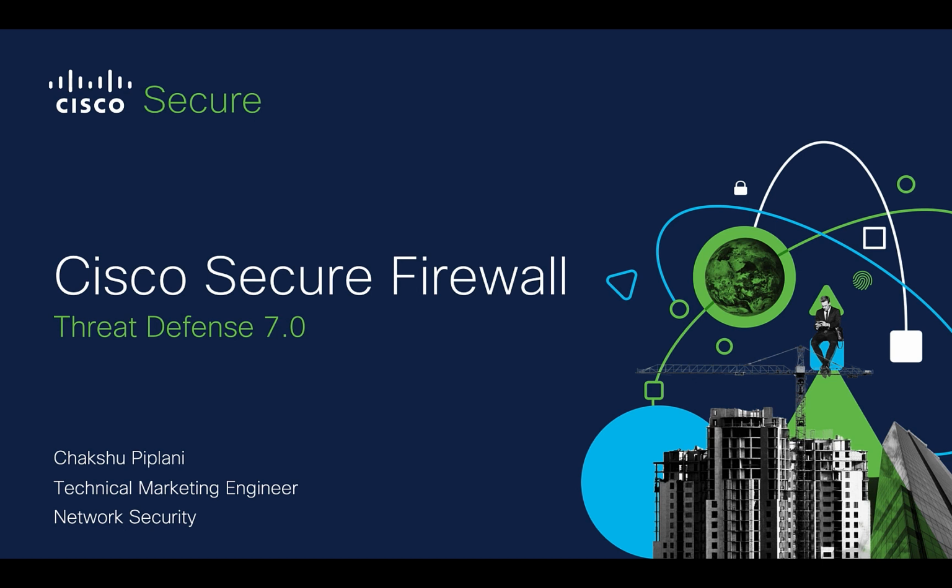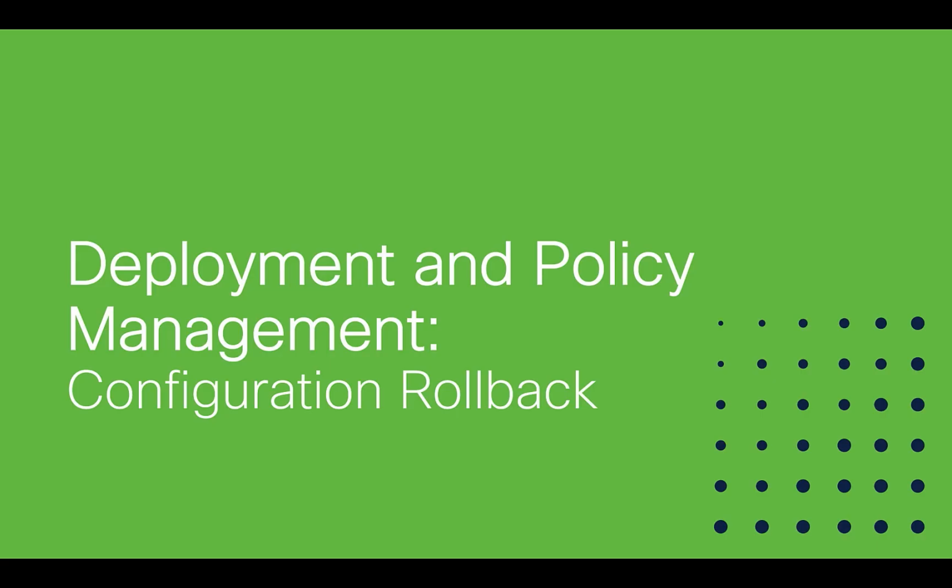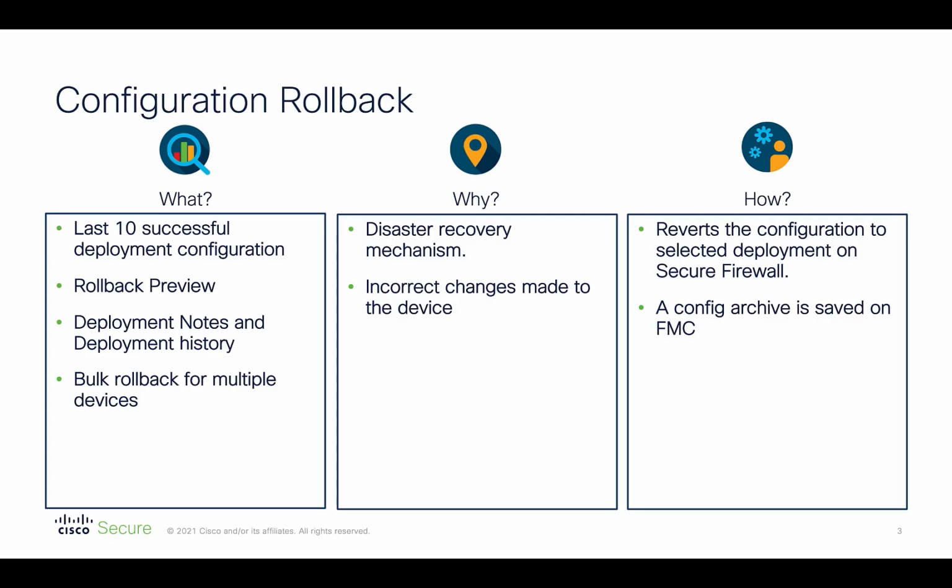In today's video, I'm going to demonstrate one of the new features or enhancements to the Cisco Secure Firewall version 7.0 release. This is one of the series of videos created to discuss and demonstrate the latest updates in version 7.0 release of software. In this video, I'm going to talk about policy deployment feature which allows configuration rollback. This feature is an enhancement to the configuration rollback option available in version 6.7.